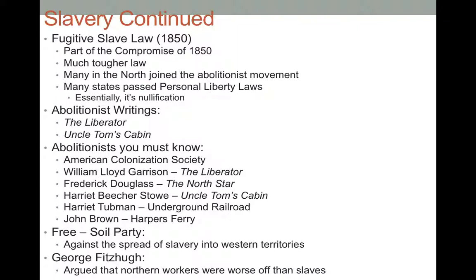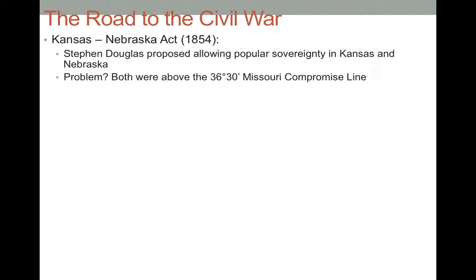There was that Fugitive Slave Law, which no one in the North could particularly tolerate. And this really gets a lot of gardening of the abolitionist writings, like The Liberator, like Uncle Tom's Cabin, things like this. Make sure you know your big abolitionists. We went over these quite a bit, so you should know them pretty well. And make sure that you understand the order in which these things happened.